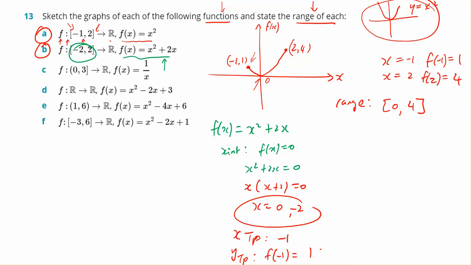Oops, 1 minus 2, it's minus 1. Okay, so the turning point's at (-1, -1). I'm pretty confident I can roughly draw the graph now. So we have x-intercepts at -2 and 0. Oops, not (2, 0). And you label the axes f(x) and x.